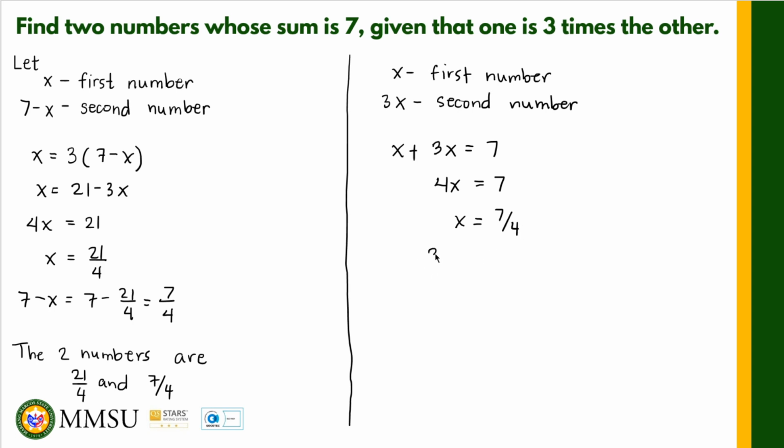Okay, and the second number is 3x, so that's 3 times 7 over 4, and that's 21 over 4. So in the end, our conclusion will still be the same, that the two numbers are 21 over 4 and 7 over 4. Ang nangyari lang dito, dito sa first method natin, ang value ng x ay 21 over 4. Dito sa second method natin, the value of x is 7 over 4. But in the end, our conclusion should be the same because we are answering the same problem.